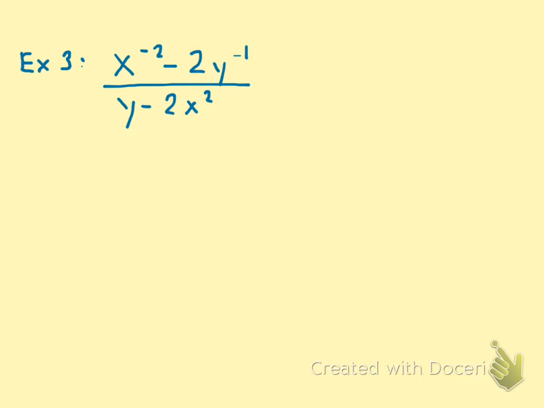Well, this problem has some negative exponents in it. So first of all, it doesn't look like a complex fraction right now, but I need to rewrite it so it is a complex fraction. X to the negative second means 1 over x squared, minus I have 2 over y. So I'm really just removing these negative exponents and rewriting the problem. And then I have y minus 2x squared.